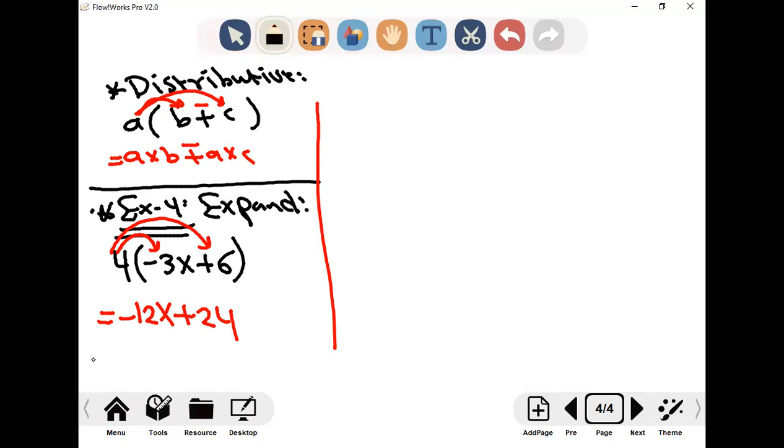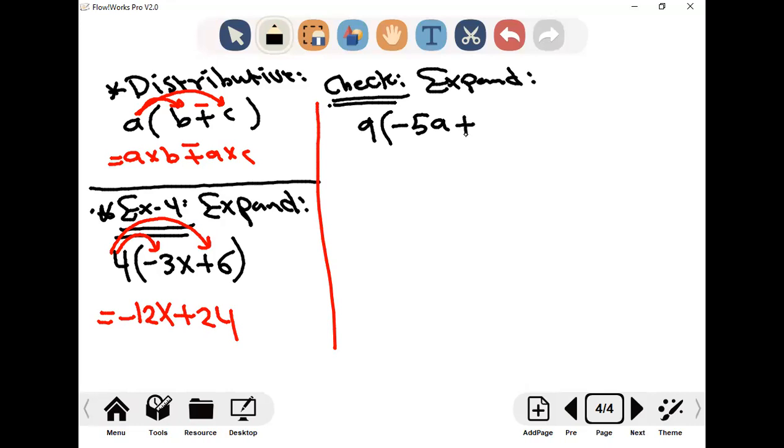In the check we have: expand, check after example 4. Expand 9 multiplied by negative 5a plus 6. Yeah, let's distribute the 9. The 9 will be distributed to the negative 5a and to the 6. 9 multiply negative 5, 9 multiply 6. Right? Okay.